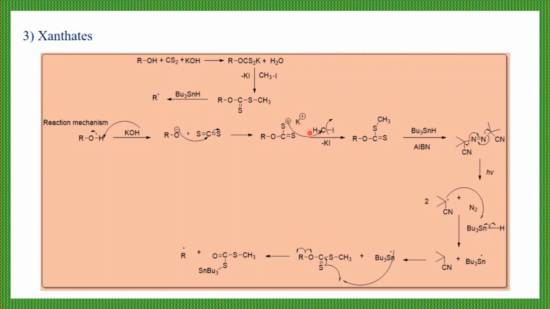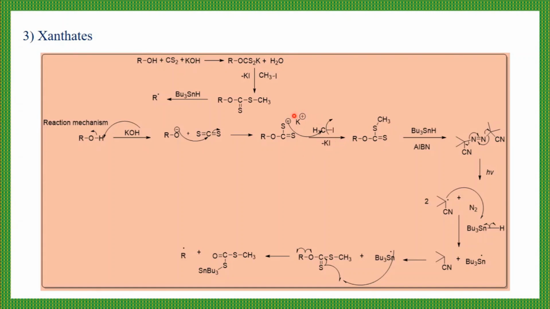So this S minus will attack this carbon, and it replaces this iodine. Iodine is a leaving group. Then it will convert to I minus. Iodine is a good leaving group. That I minus will form an ionic bond with K plus, and so KI is a byproduct. There is an ionic bond between K plus and I minus.